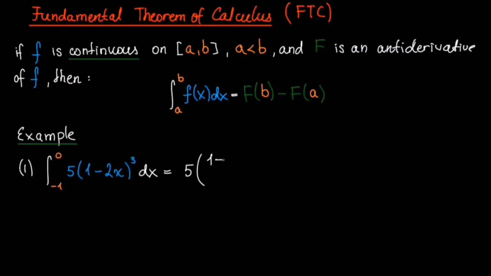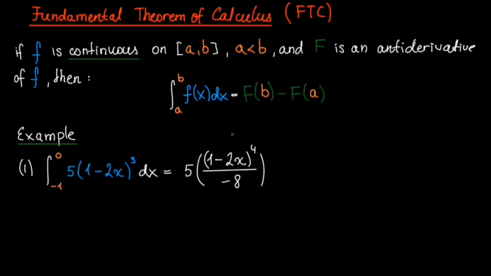Inside the parentheses, we are going to get (1 - 2x) to the power of 3 plus 1, which is 4. And then all of this is going to be first divided by 4, and then also it has to be divided by the derivative of the inside. Inside, we have the linear function 1 minus 2x. So its derivative is simply going to be negative 2.